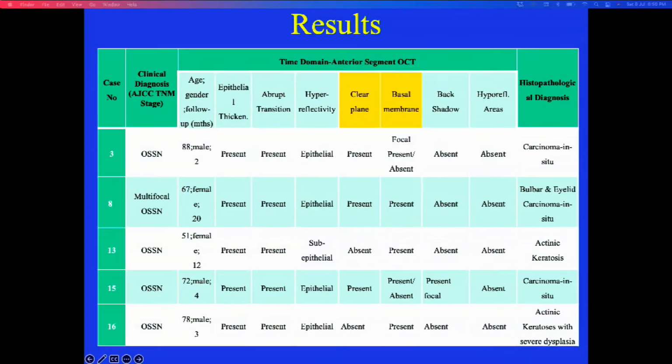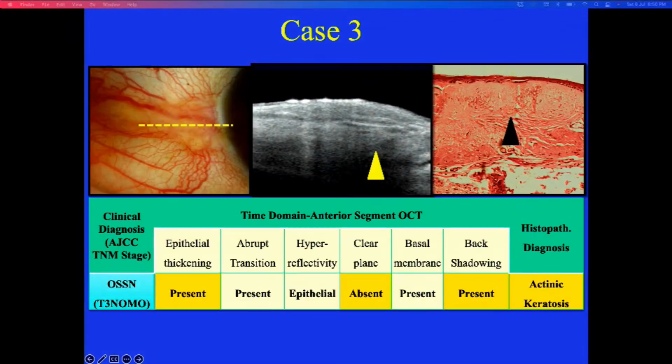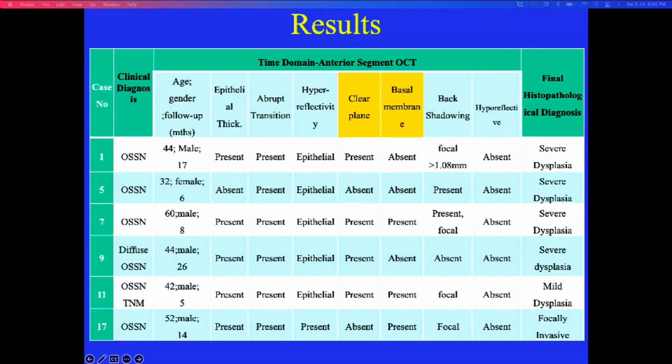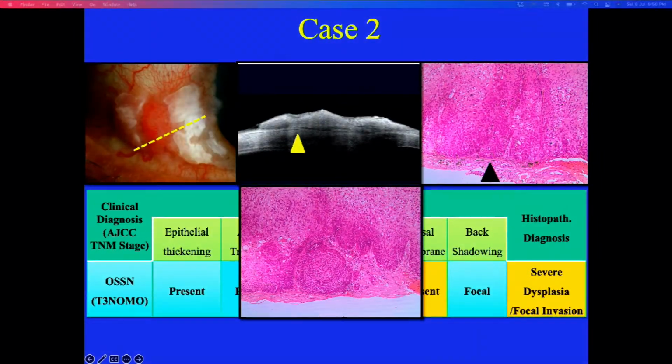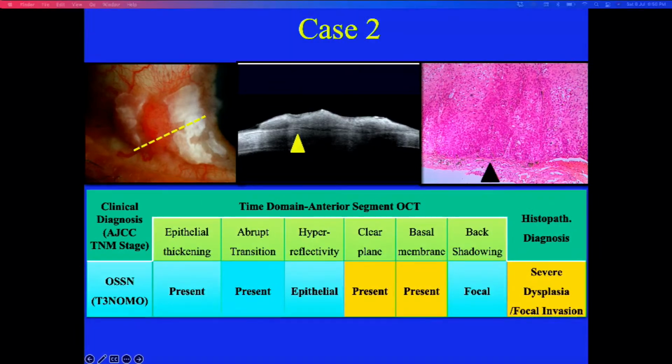Let me go to another lesion. Now this one, we thought that while the basal membrane was there, the clear plane of separation was not there between the two. It came out as actinic keratosis. Now look at that. Here we see a clear plane between the two and a basal membrane is also present. This came out as an intraepithelial lesion. So sir, for these cases, we can go for immunotherapy.